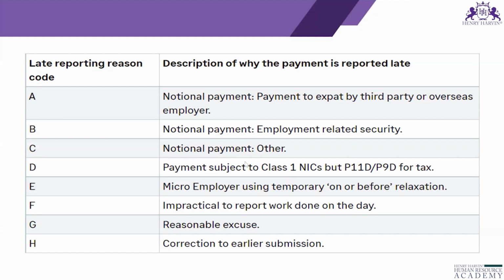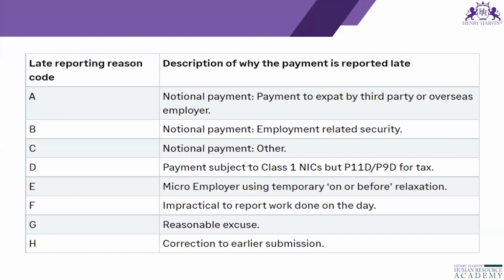Then E, micro employer using temporary relaxation. Then F: impractical to report work done on the day. The F code is normally used when it is impractical to report work done on the day. So you can relate it to what it says.